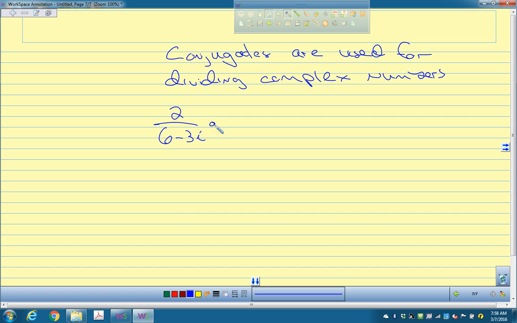Okay? What would I multiply by, Ian? Get rid of that 6 minus 3i on the bottom. What's the conjugate of 6 minus 3i? Yeah, very good. So if I multiply by 6 plus 3i on the bottom, I also have to multiply it on the top. Okay? 6 plus 3i.